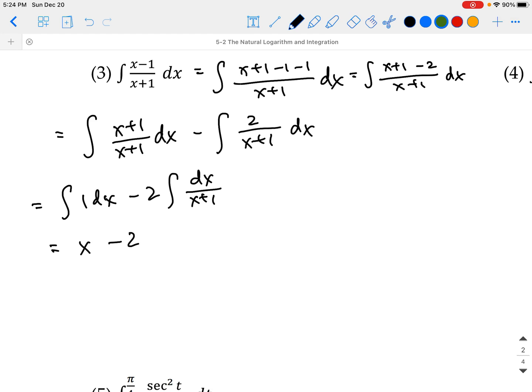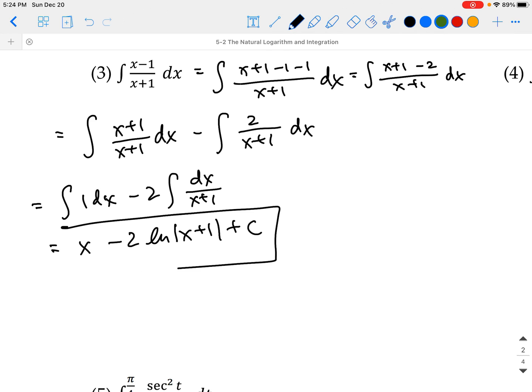The integral of dx over x plus 1 is going to be the natural log of the absolute value of x plus 1. Note, I don't need to worry about the chain rule here because the derivative of x plus 1 is just 1, and plus c. So this convenient adding and subtracting when you have almost the same expressions is a really useful approach for certain examples. So keep a lookout for those.